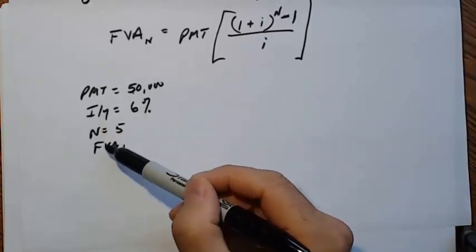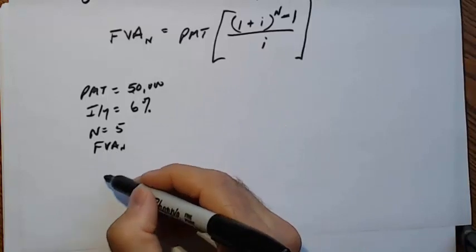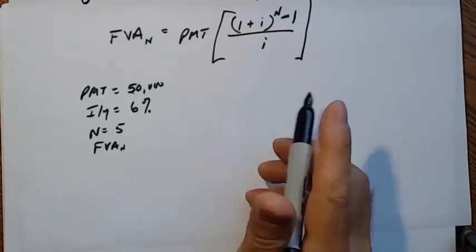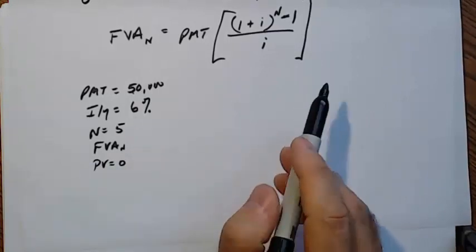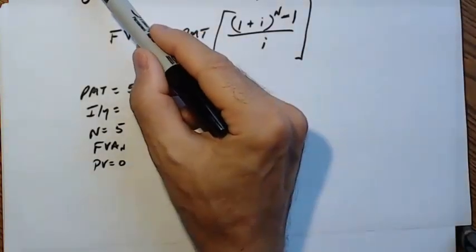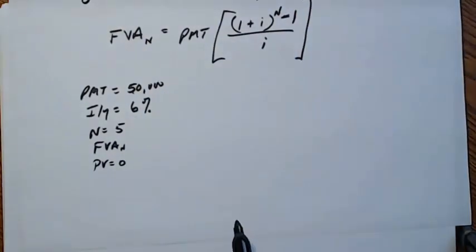Okay, notice we got 4 of the components that we need. The only thing we're missing is we don't have any present value here, because the present value is 0. We don't really have a present value. It's 0 here. You got nothing today. 1 year from now, you'll get these payments. So you start with a series of payments.